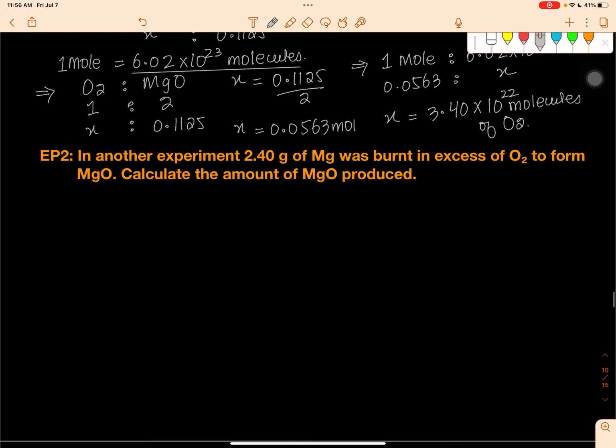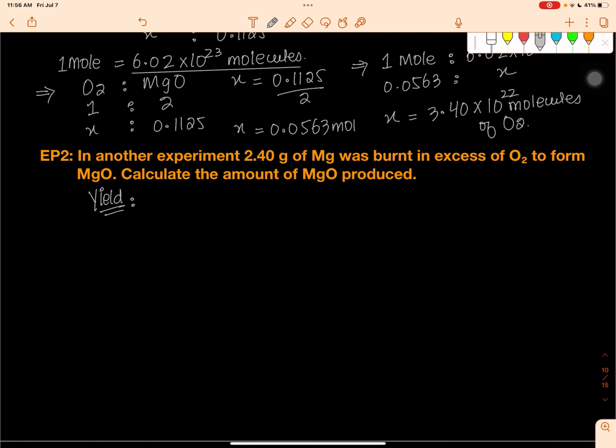In another experiment, 2.40 grams of magnesium was burnt in excess of oxygen to form magnesium oxide. Calculate the amount of magnesium oxide produced. This is a bit of the same problem that we are doing so far, but in this we are going to learn another fact, and that fact is the yield. So first let us look at the yield.